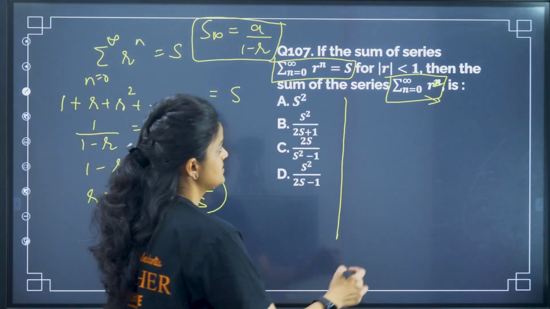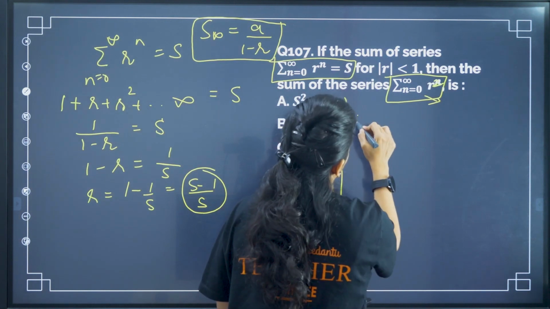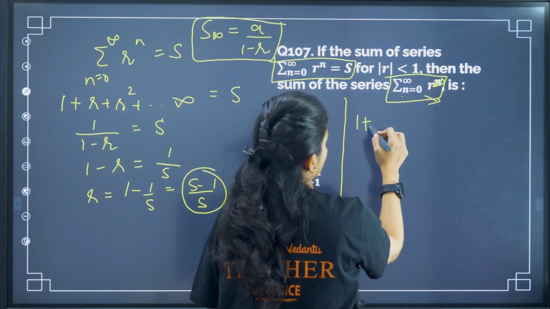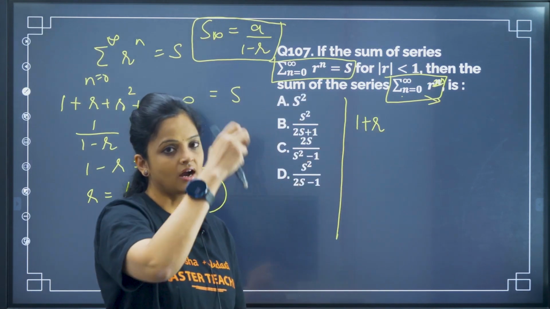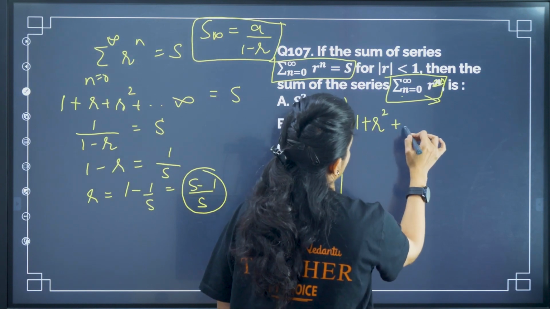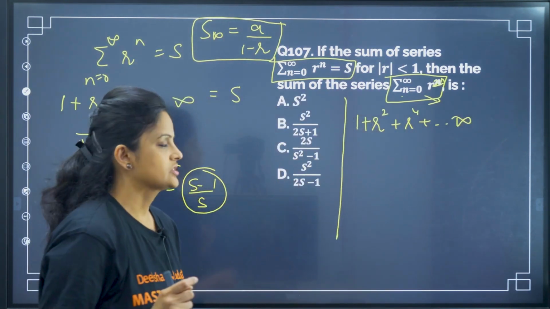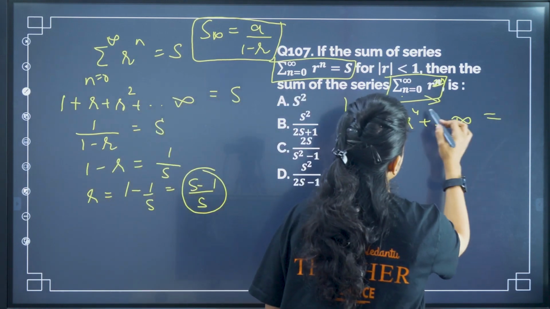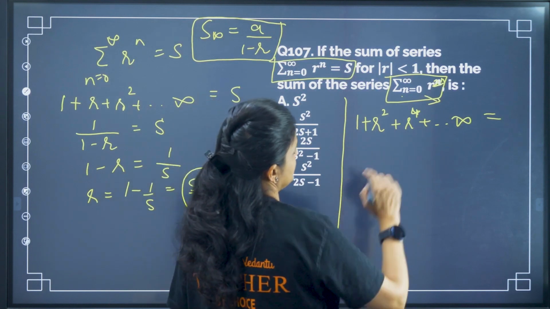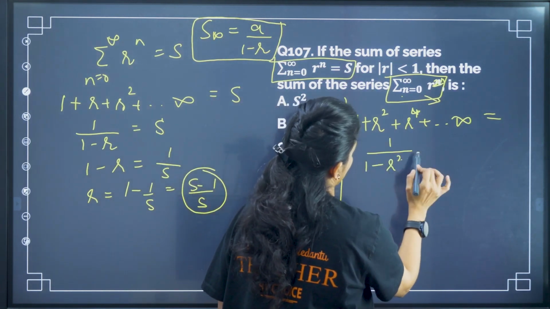The series says, on putting 0, I think it is 2n. Okay, on putting 0, I get 1 because I remember getting r square, r power 4, r power 8 like that. R square, r power 4 and so on till infinity. Just check that question once. That is equal to... okay, now I have to write the S infinity formula again. 1 divided by 1 minus r square.